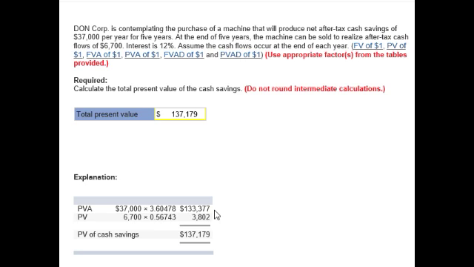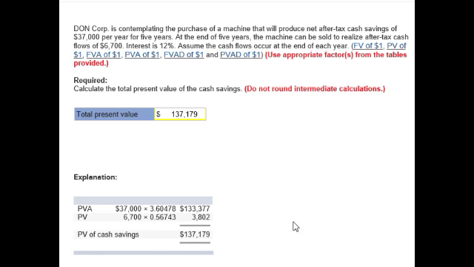When is it going to happen? It's going to happen at the end of each year. So therefore, you must use present value annuity. You calculate both of them and add them up, and then you have the total present value of cash savings that you anticipate if you purchase this equipment.